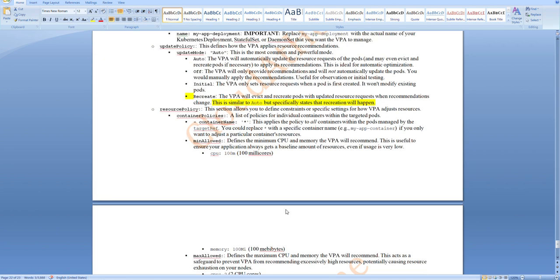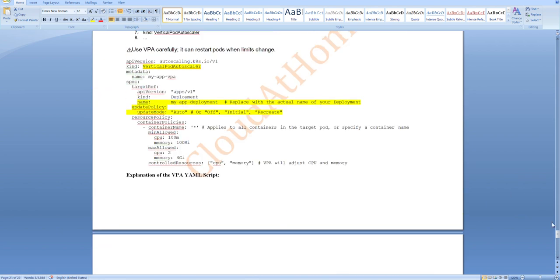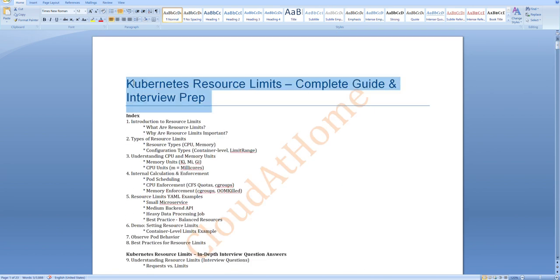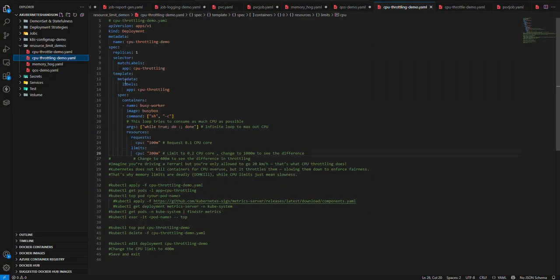Okay, so this we have discussed completely with question and answer along with the theory of resource limits. Most of the things will come from this topic only. I mean, if anything comes, whatever we have discussed should cover everything. And in your interviews, you will be able to answer the questions.